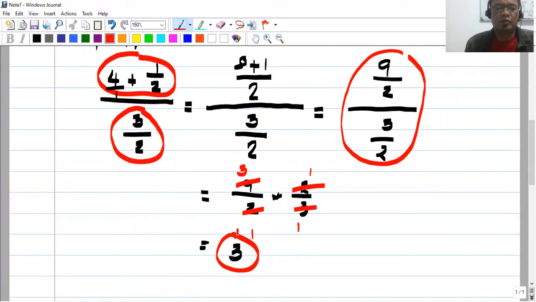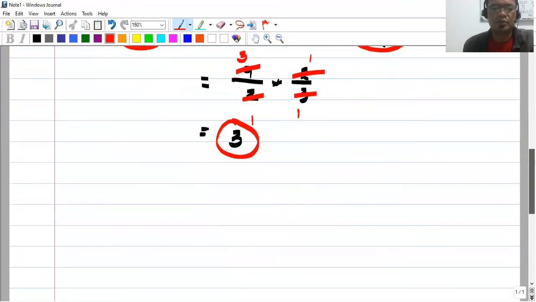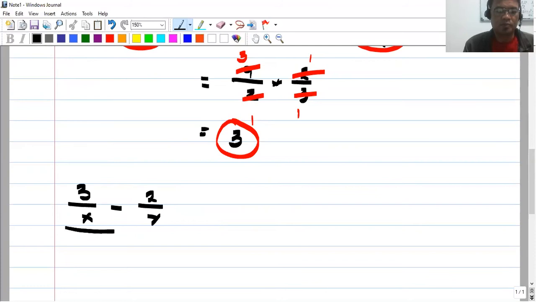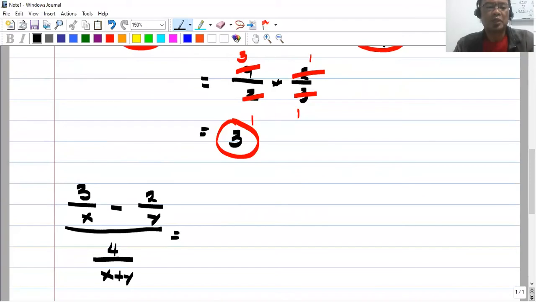So the simplest form of 4 plus 1/2 all over 3 over 2 is 3. That is our first example. Our second example is 3 over x minus 2 over y all over 4 over x plus y. Again, our numerator contains fractions and our denominator also contains a fraction.